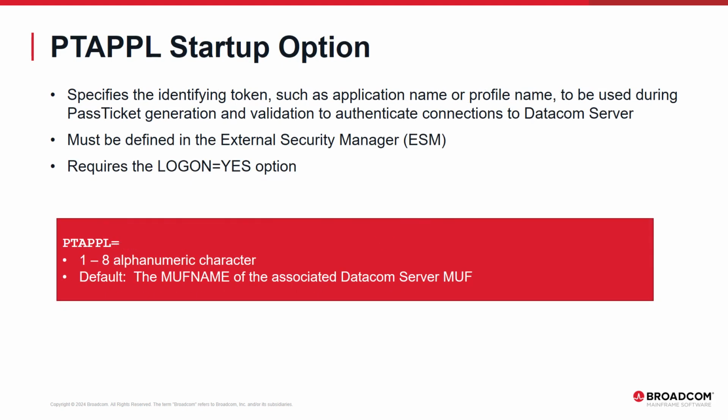New with this enhancement is the PassTicket application ID, or PTA-PPL, startup option. It specifies the identifying token, such as the application ID, name, or profile name, to be used during PassTicket generation and validation to authenticate connections to Datacom Server. The value must be defined in the ESM and, as mentioned previously, is 1 to 8 characters. Not specifying a value, we use the default of the MUF name, which implies method 2 as discussed previously.